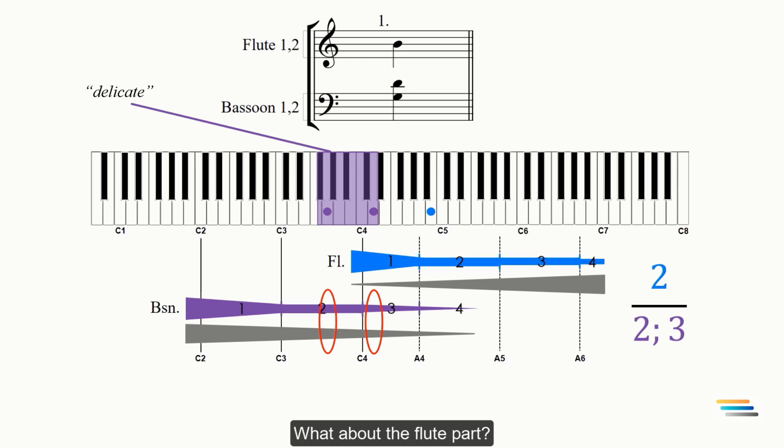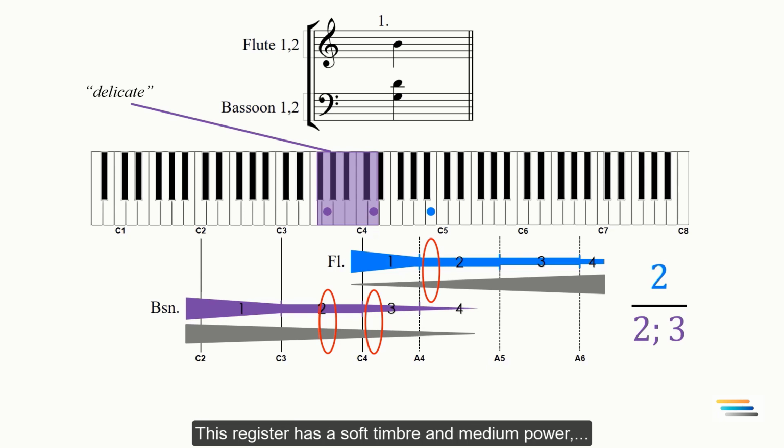What about the flute part? The B note is at the beginning of the second register. This register has a soft timbre and a medium power like the second register of the bassoon. As you see, flute gains power starting from A4.